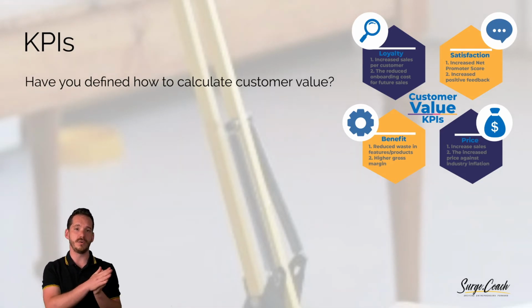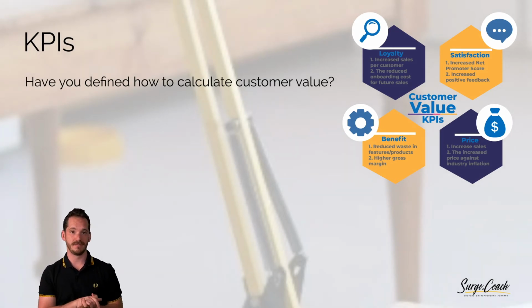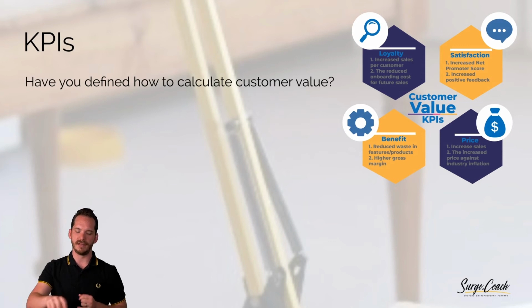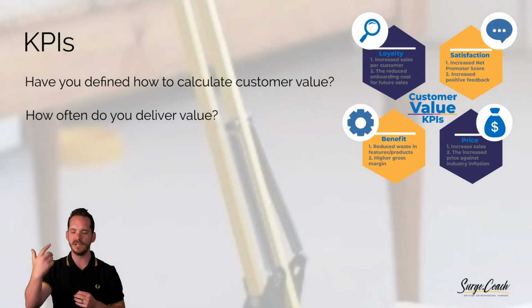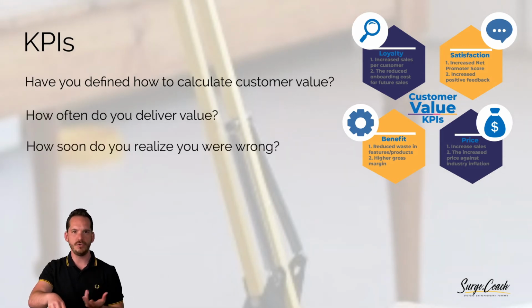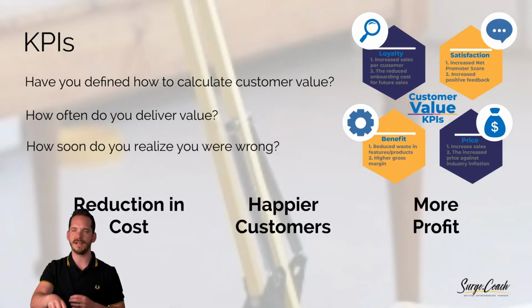33% of organizations that we looked at during our studies didn't have a measurement of success. They just transformed for the sake of it. How do you define and calculate customer value? How often do you deliver the value? How soon do you realize you were wrong? All these things are valuable KPIs. And you can make it very simple: reduction in cost, happier customers, more profit. Whichever one makes sense for you.